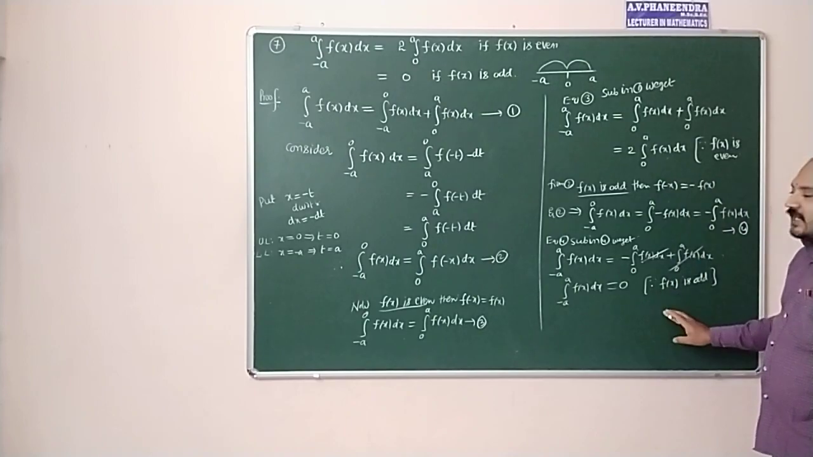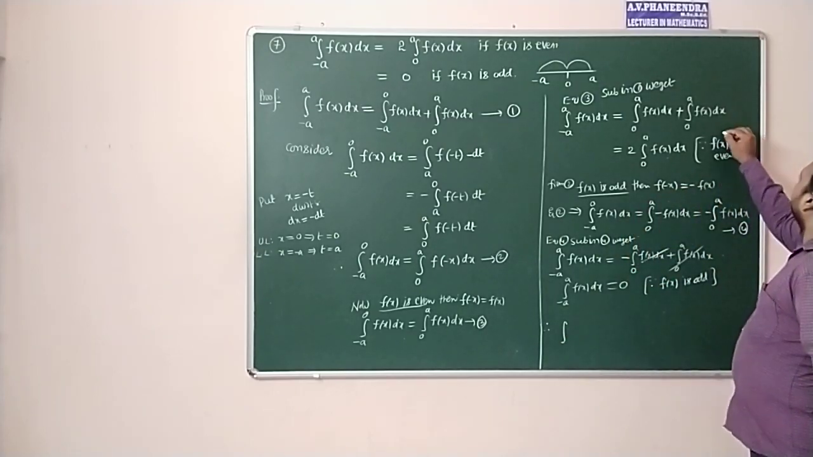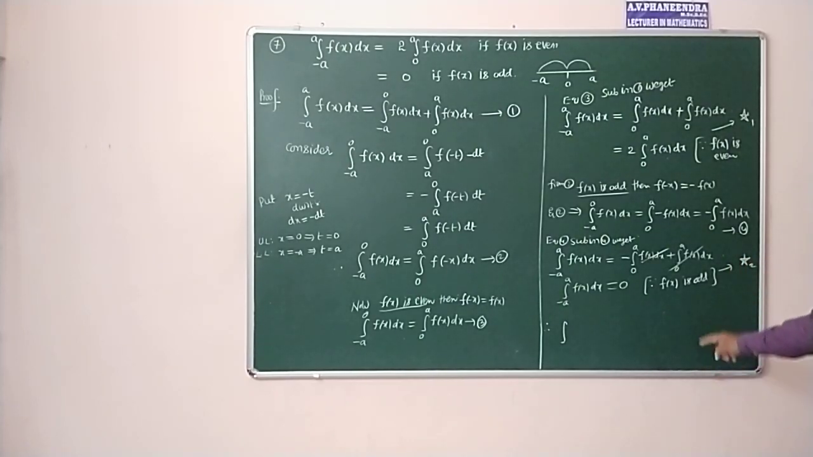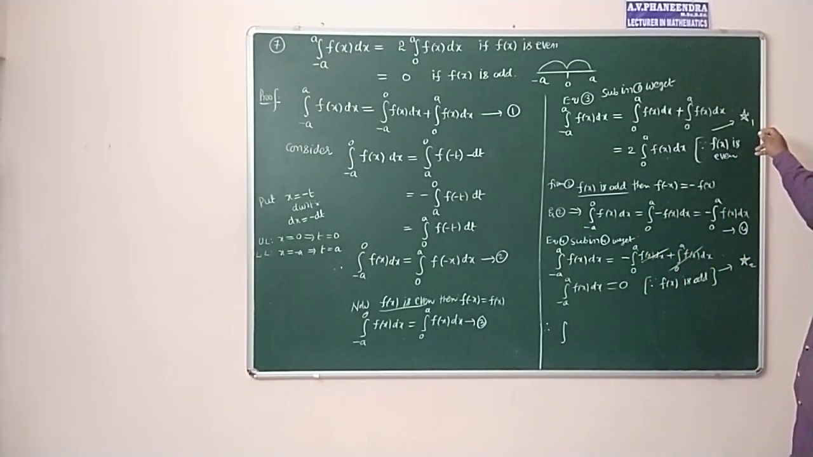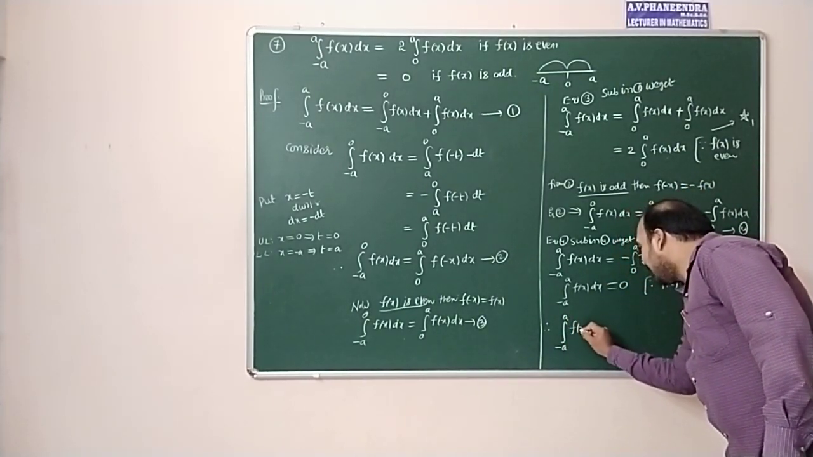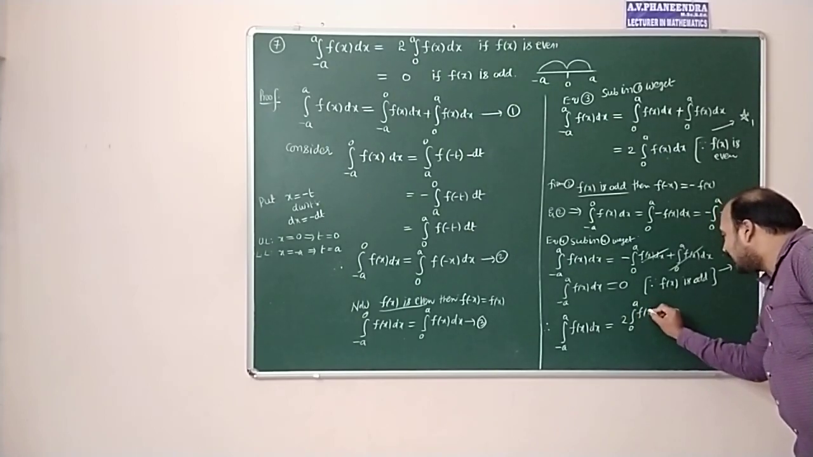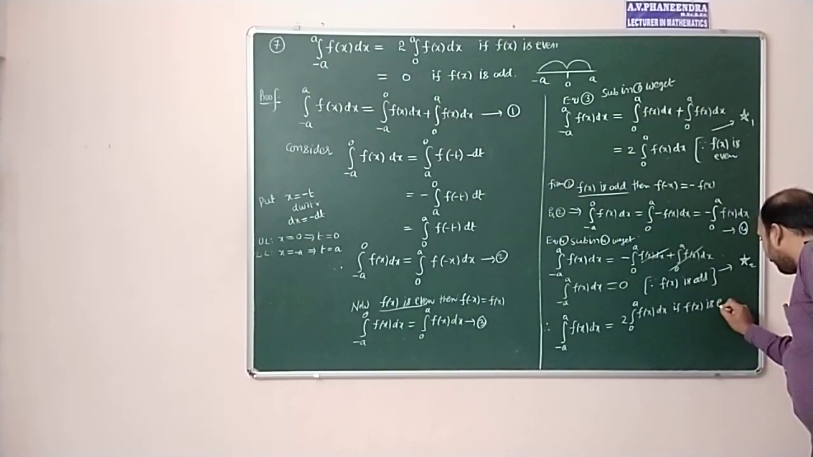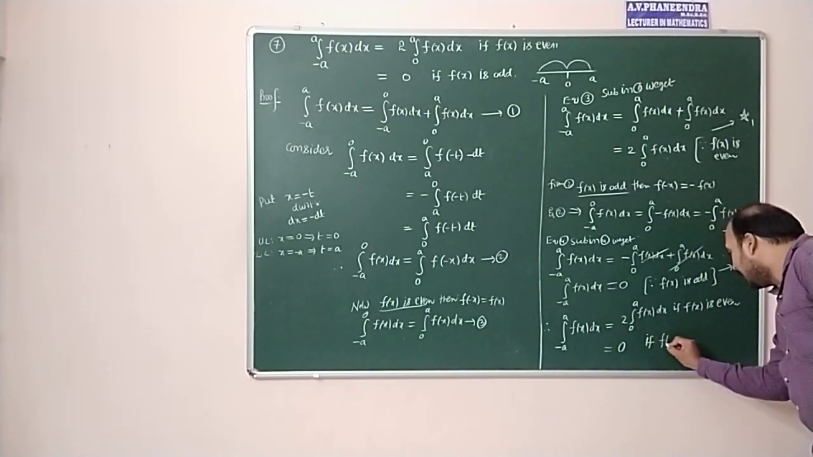So from these two things we conclude that, from star 1 equation and star 2 equation, integral minus a to a of f of x dx is 2 times integral 0 to a of f of x dx if f of x is an even function, which is equal to 0 if f of x is odd.